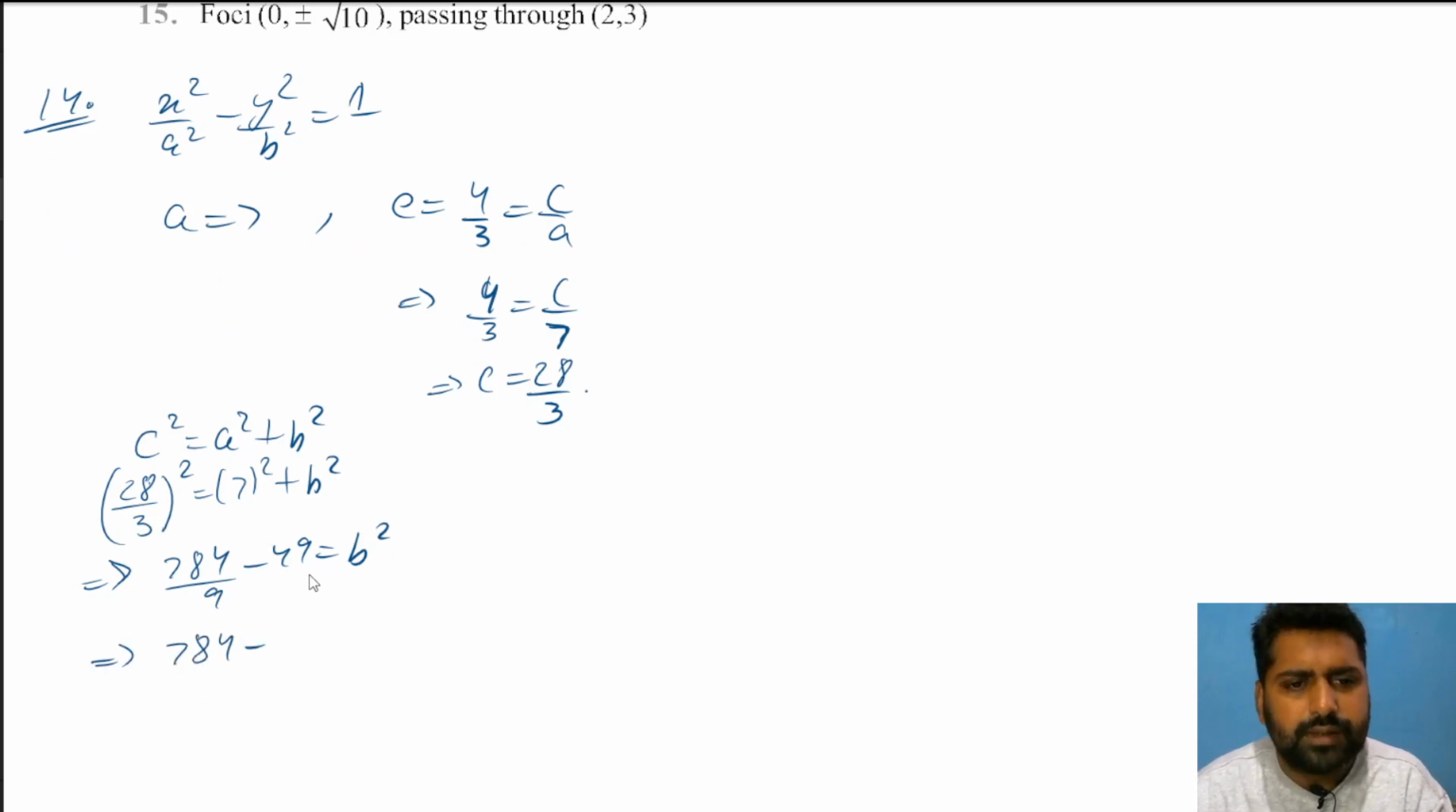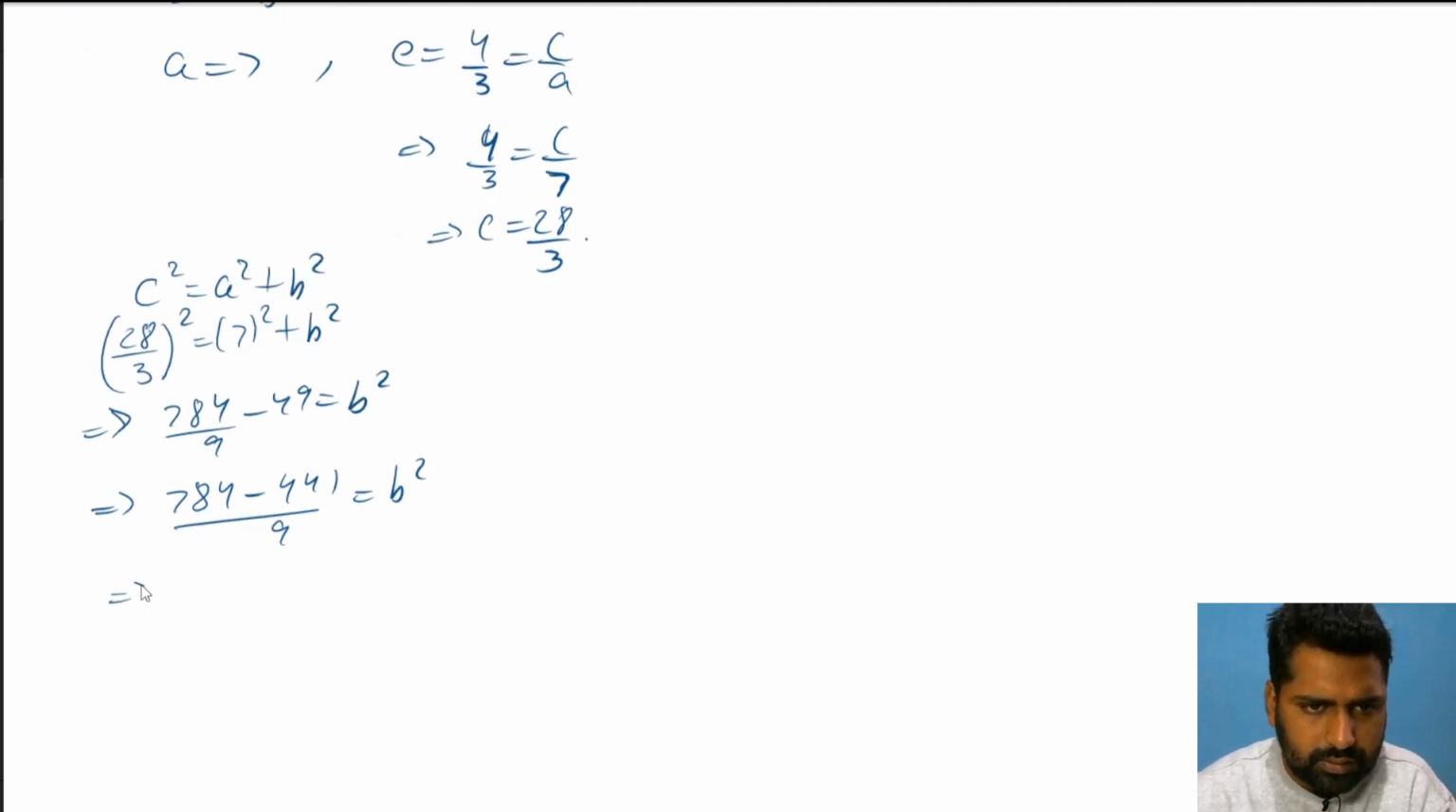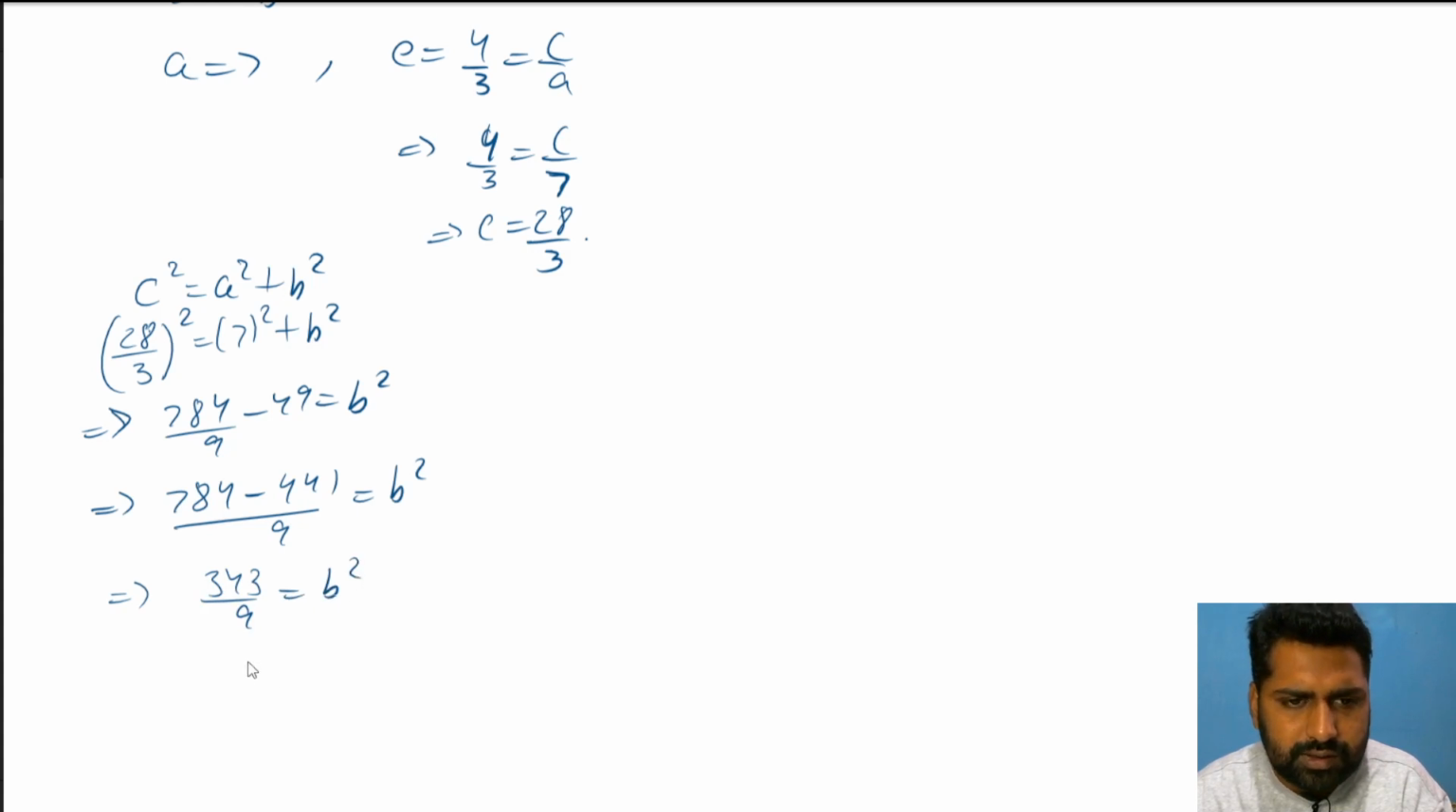So 784 minus 441 upon 9 is b square. So this becomes 343 by 9. That's a good number, b square. Although we don't need to calculate b, b is 343 by 9, and 343 is the cube of 7, not a square. So it won't make a difference anyway. If we really want the value of b, that will become 7 root 7 by 3.